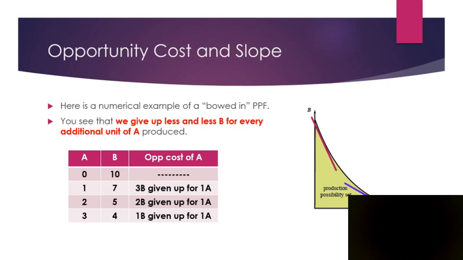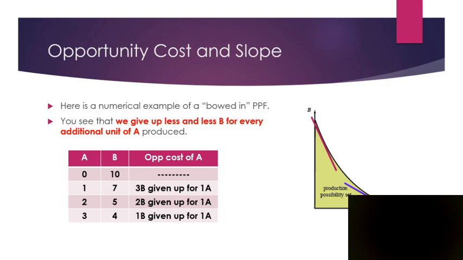Let's say I want one more A. We're going to go from 1 to 2. Well, now we give up 2 of good B. I need a third unit of A, so we go from 2 to 3. But here I only give up 1 unit of good B. Do you see what's happening here? The opportunity costs are actually decreasing.